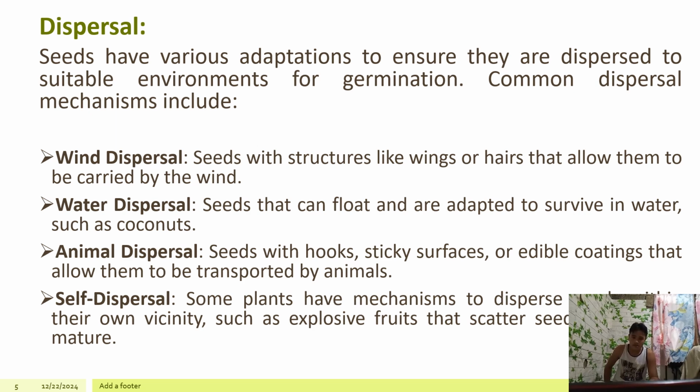Some plants have mechanisms to disperse seeds away from their own vicinity, such as explosive fruits that scatter seeds throughout the environment when they mature.